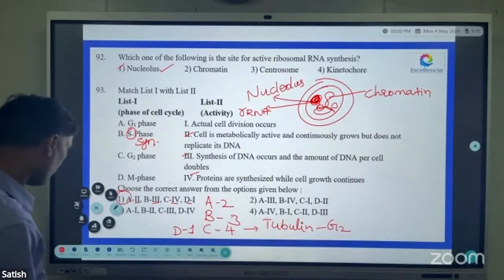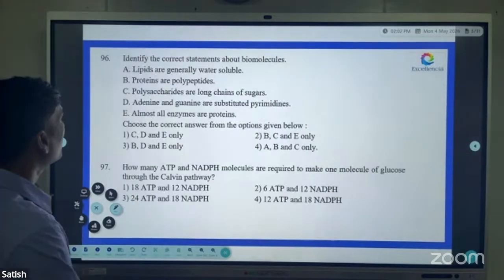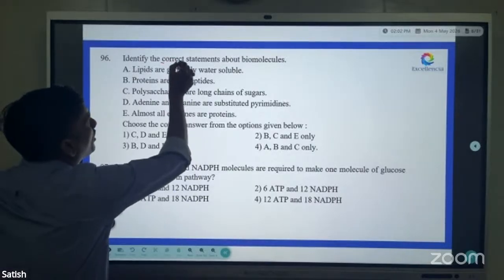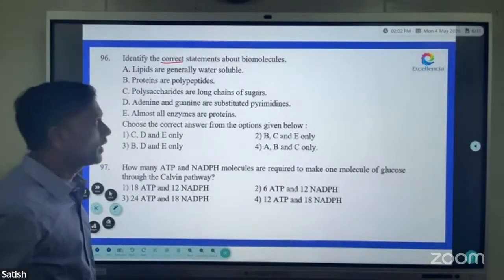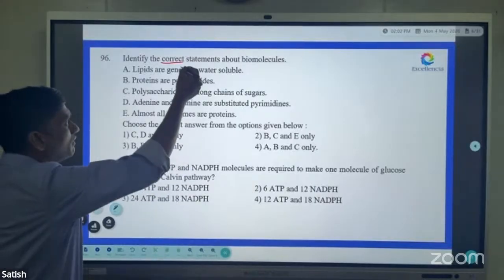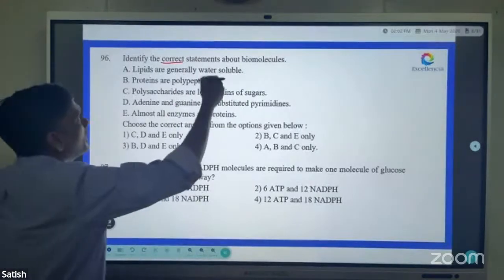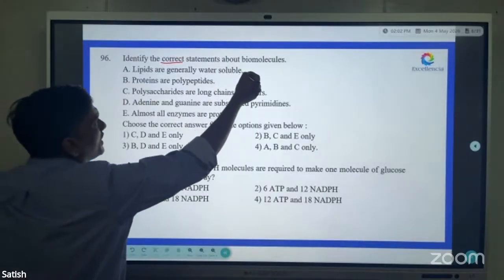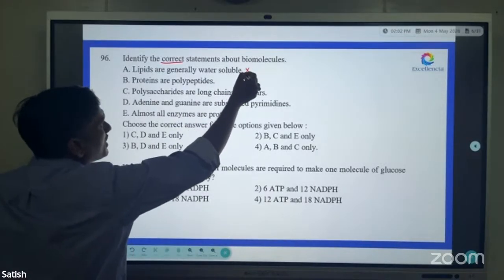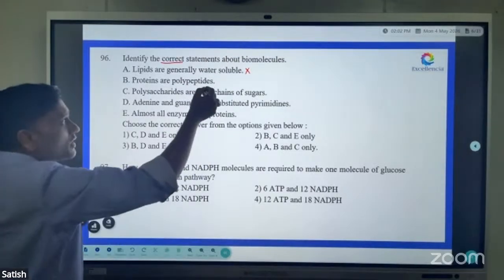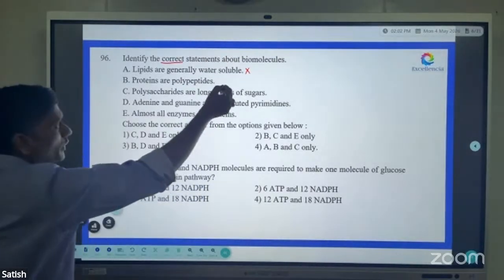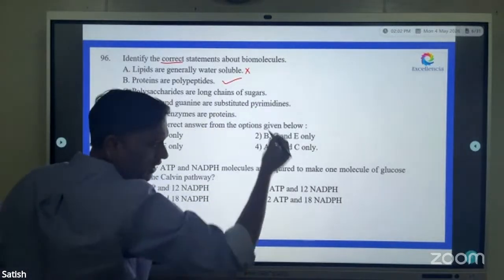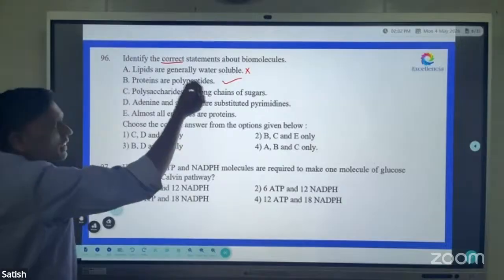So let's go to the next question. Identify the correct statements about biomolecules. This question is related to biomolecules, so I'll read each and every statement. Statement A: lipids are generally water soluble. It's a wrong statement because lipids are water insoluble. Proteins are polypeptides. Yes, chains of polypeptides undergo polymerization and form proteins. That is a correct statement.